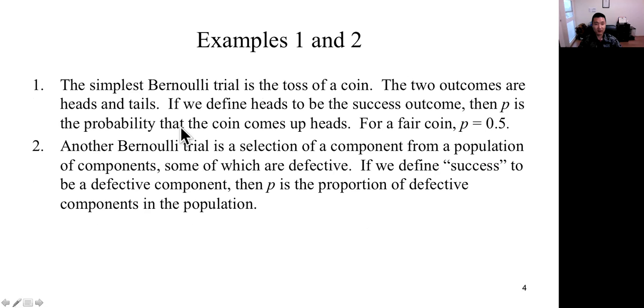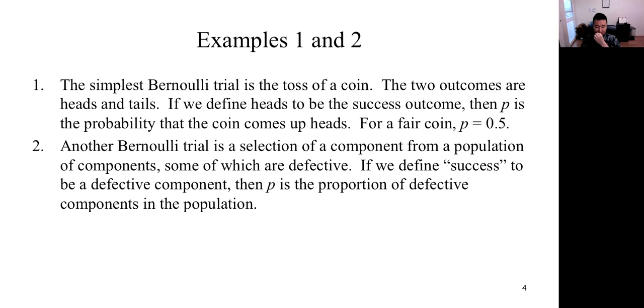Then let's look at some examples. The simplest one is tossing a coin. We have two possible outcomes, heads or tails. If we define heads to be a success outcome, then p is the probability that the coin comes up heads. For a normal coin, the p value is equal to 50%. So we have a 50% chance of a tail, and 50% of a head.